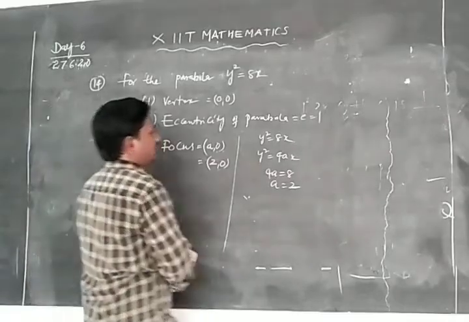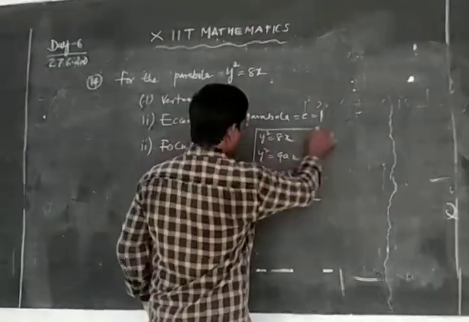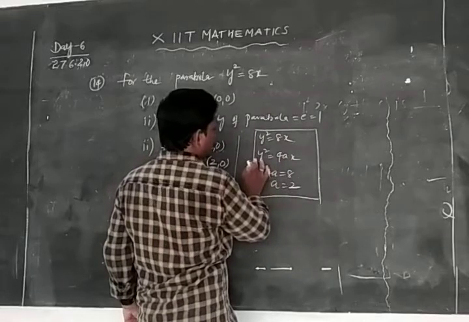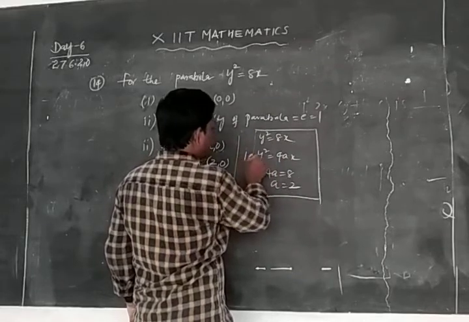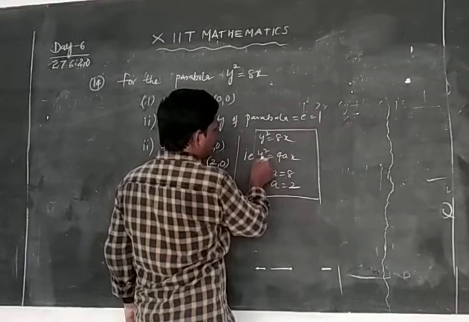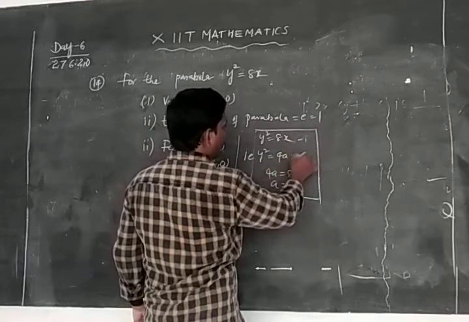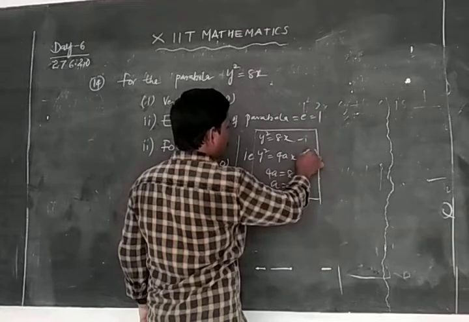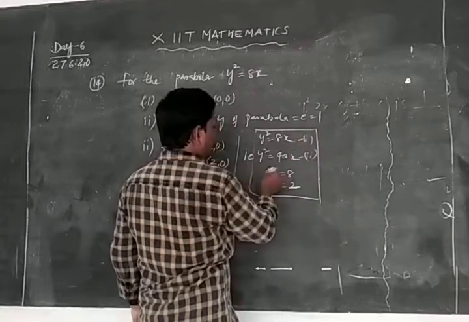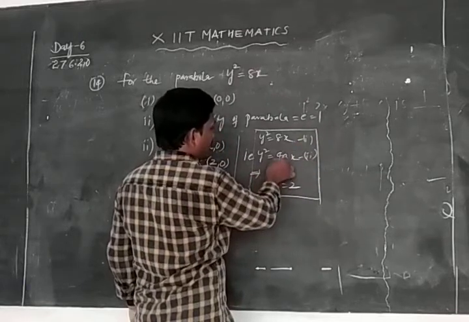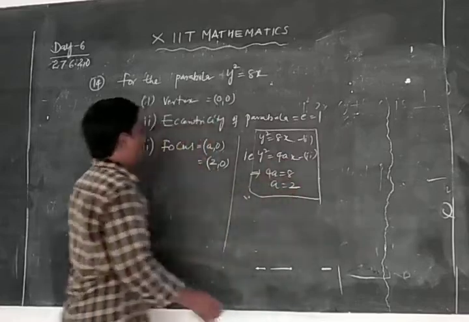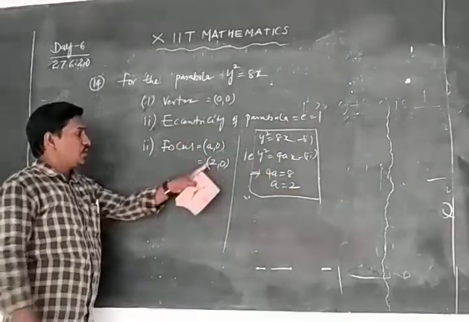Now write here in the box. Identical to y square is equal to 4ax. Compare with 4a equal to 8, a equal to 2. Now focus A comma 0 is 2 comma 0.